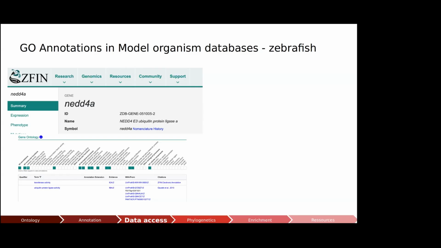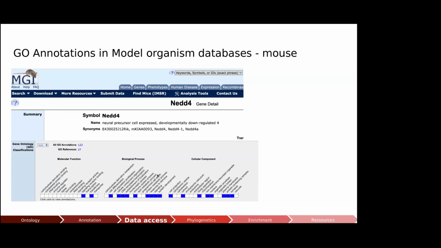I show a few examples, starting with model organism databases. Here is an entry view from ZFIN, which is the model organism database for zebrafish, where we can again find this summary ribbon as we've seen it in UniProt, and a list of terms with their evidences, very similarly to what UniProt showed as well. Now, another organism, similar display for mouse, where the model organism database is called MGI.